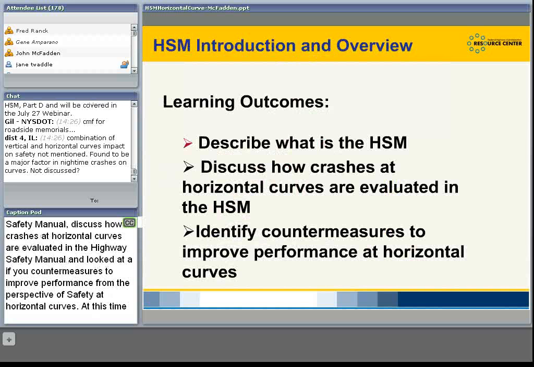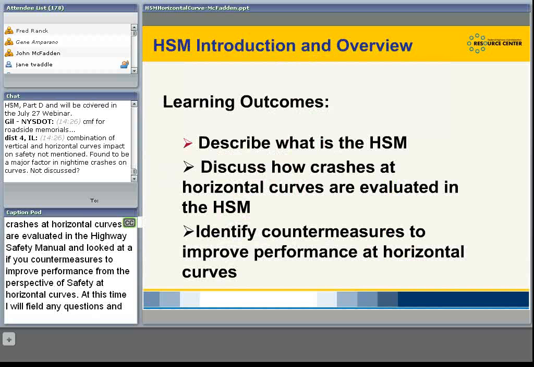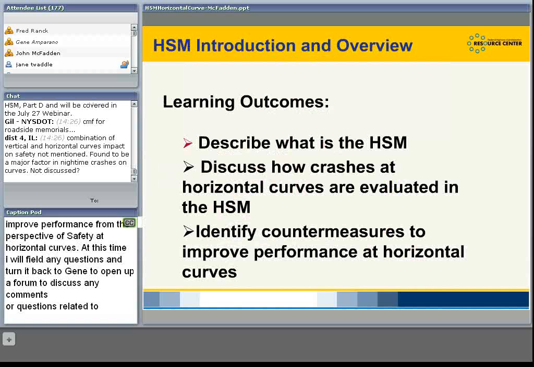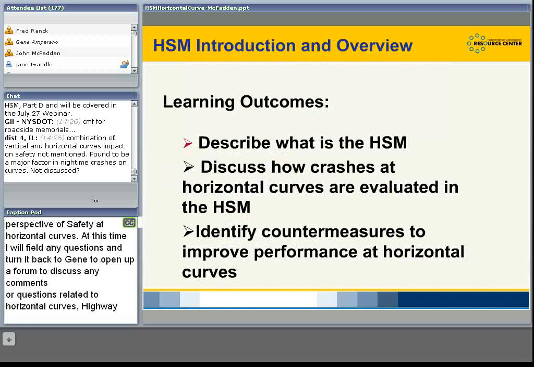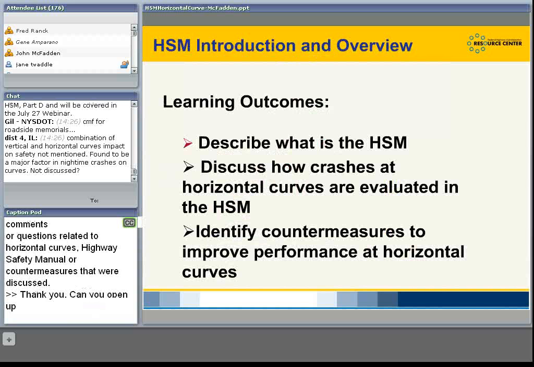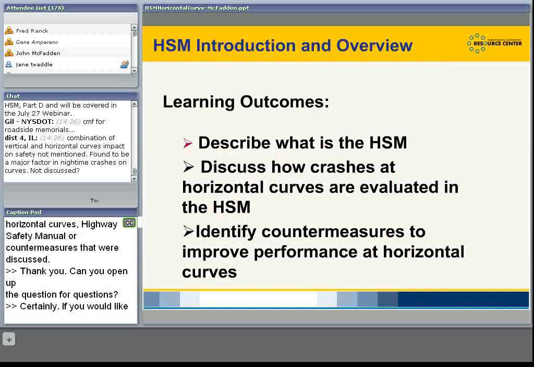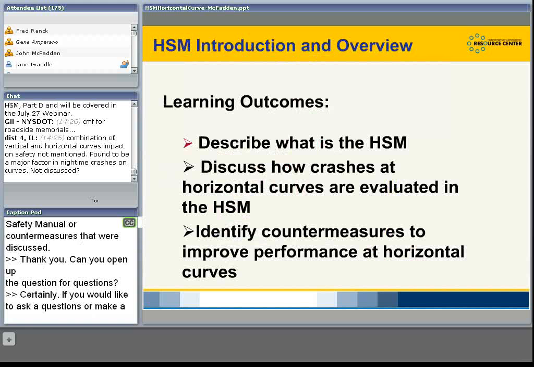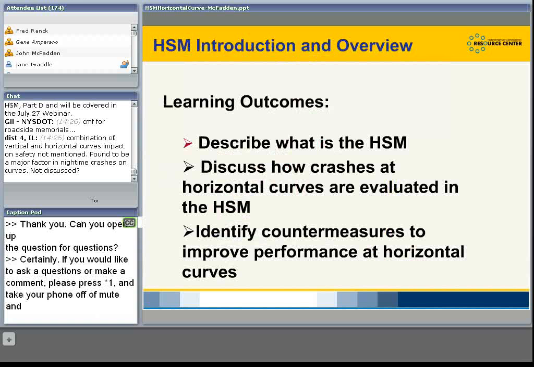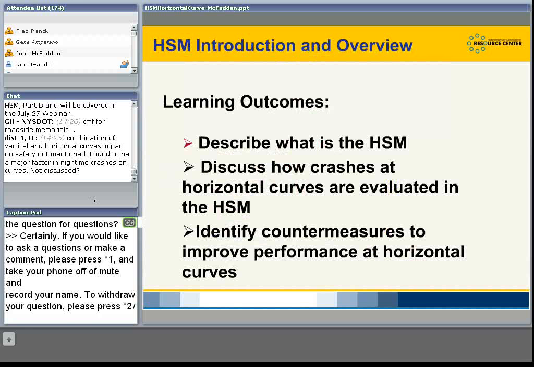And at the end of the day, we will always encourage delineation when you have limitations as it relates to budget or other factors that would influence your ability to relocate or remove obstacles. At the very least, I think we can delineate. So in this webinar, what we did was describe the Highway Safety Manual, discuss how crashes at horizontal curves are evaluated in the Highway Safety Manual, and then looked at a few different countermeasures to improve performance from the perspective of safety at horizontal curves.